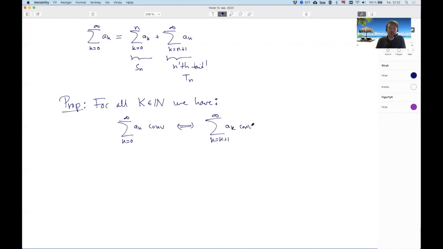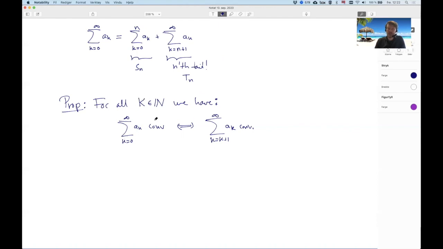What does this mean? Well, this basically just means that in order to figure out if my series converges, I can choose any k that I want, and then I can consider this tail here. And if I'm able to prove that this tail converges, then my original guy does so. Intuitively, this is not so strange. So let's say that k is equal to 10 here.